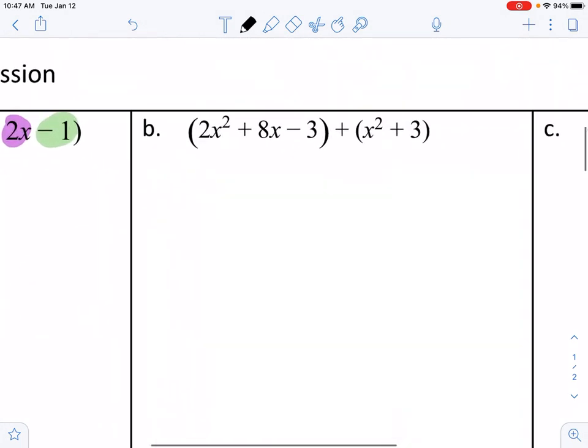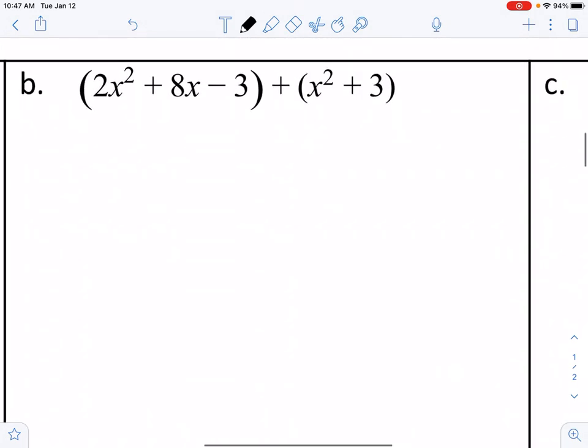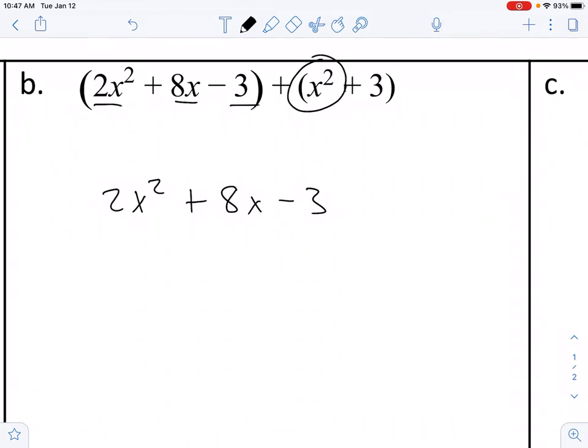So I'm going to do it without all the color coordinating on B. I have a 2x squared plus 8x minus 3. So I just rewrote these three things. And now I'm going to take my x squared, I'm going to write it plus 1x squared, and my 3 goes here, plus 3.